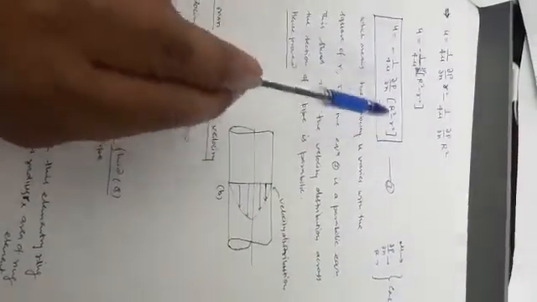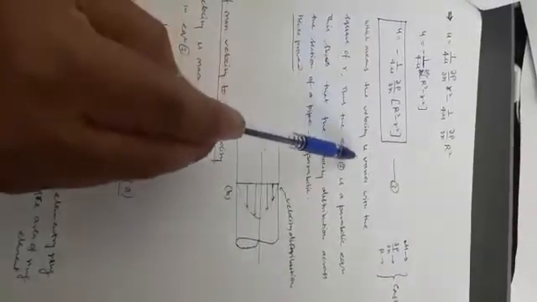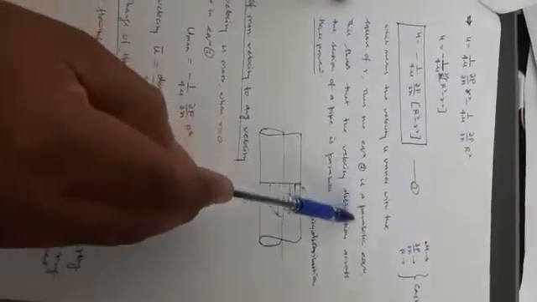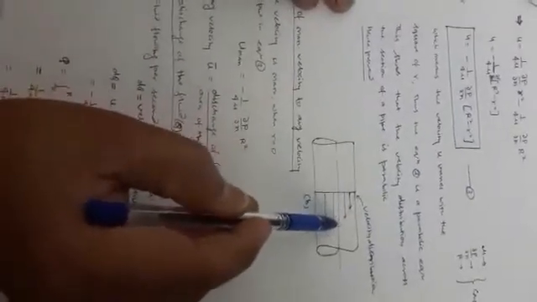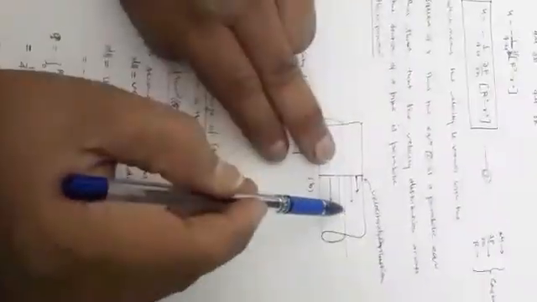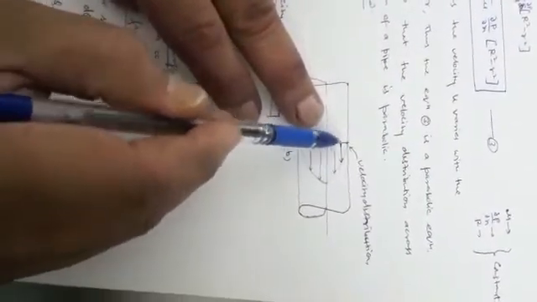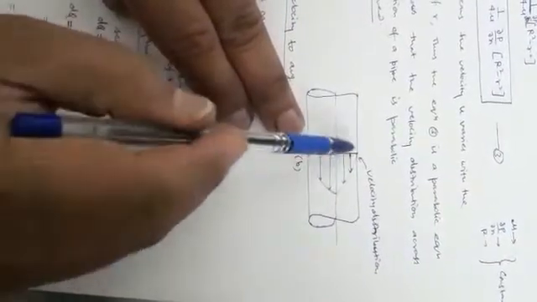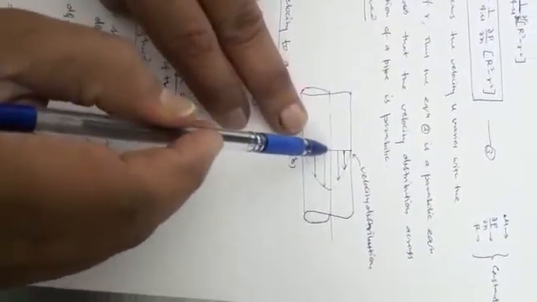Then we can say u is directly proportional to small r squared, which means that the velocity u varies with the square of r. Thus the equation is parabolic. This shows that the velocity distribution across the section of the pipe is parabolic. At the center, this is the maximum velocity, and at the surface, u is equal to 0, the minimum velocity.